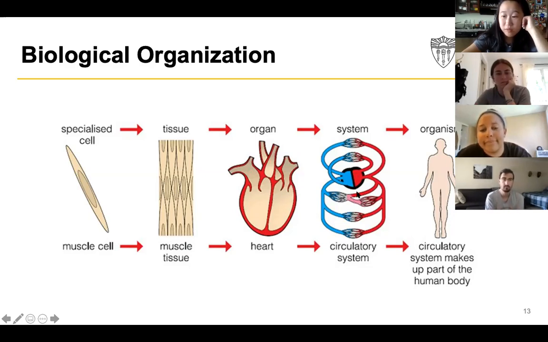A system of organs is united by similar functions that work together to perform critical body functions. So this is the circulatory system and how blood circulates throughout the whole body. And then lastly, it is ultimately the whole organism itself. The organism is a living thing that performs all of the 7 life processes.